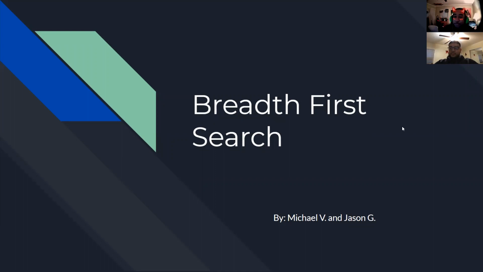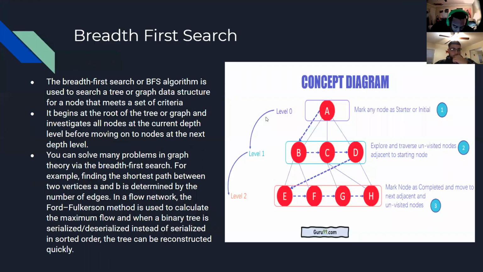Hi, this is Michael. And I'm Jason. And in this project, we decided to do breadth first search for our choice of algorithm. So then you're probably asking, what is breadth first search? Breadth first search, also called BFS, is an algorithm used to search a tree or graph data structure for a node that meets a set of criteria.